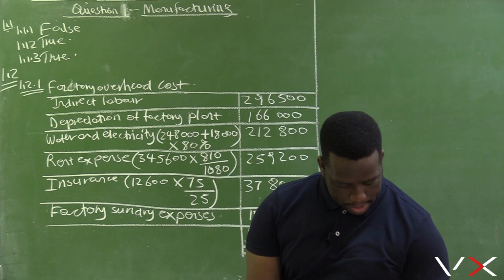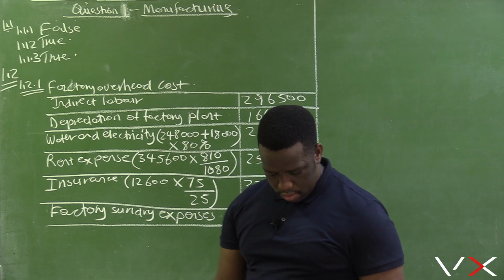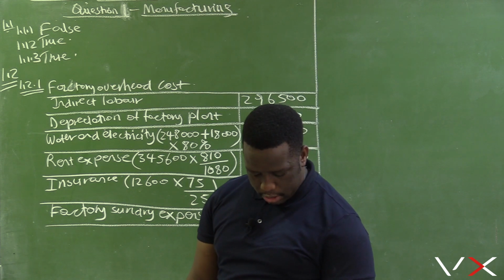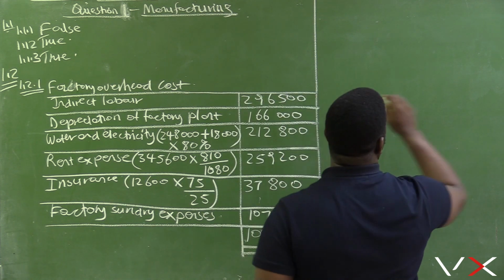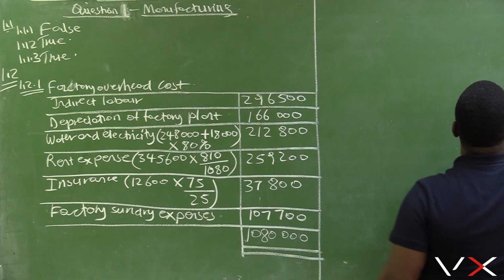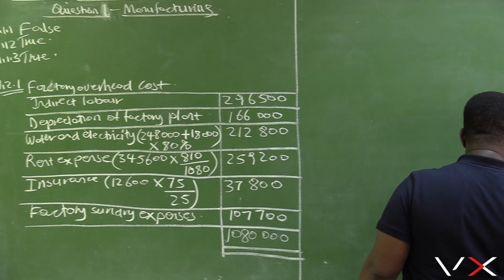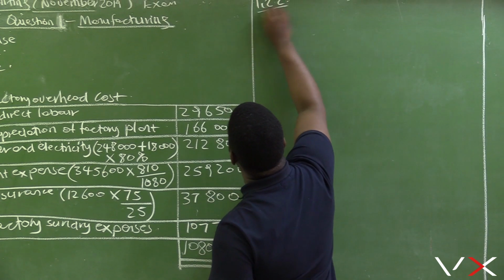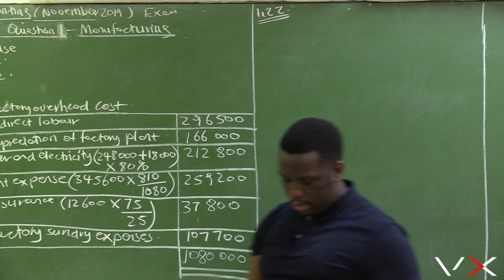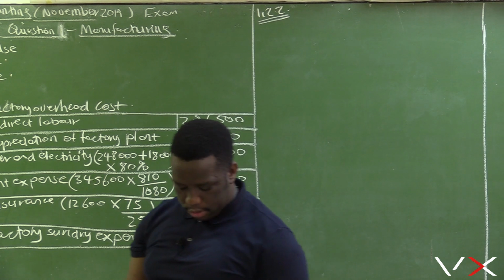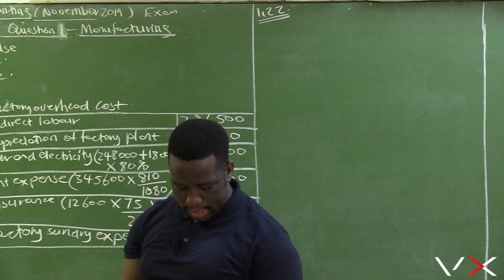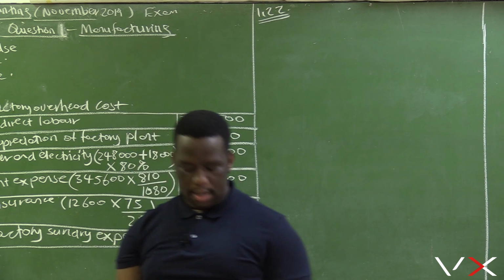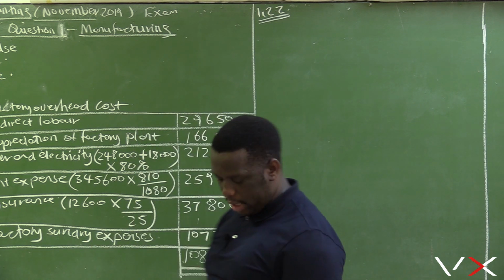Right, let us then go back to page 4 to read the following question, which is 1.2.2. It says, calculate the total cost of production of finished goods.